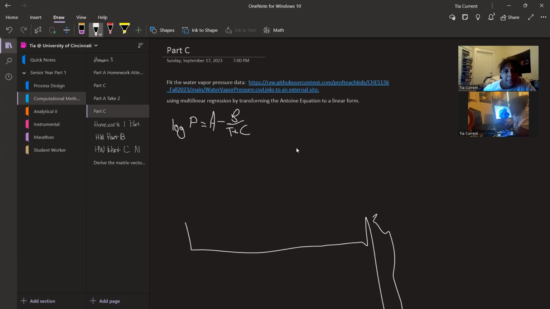Okay, so your A, B, and C are unknowns. And what we want to do with this first is to get it into a more linear shape, right? And so that means we have to get rid of this fraction. So that means multiply everything by T plus C. So let's have T plus C log P.